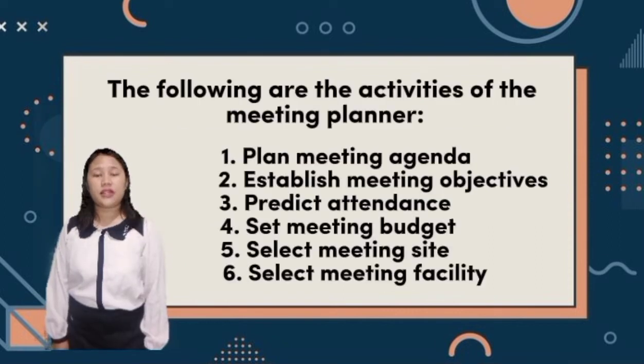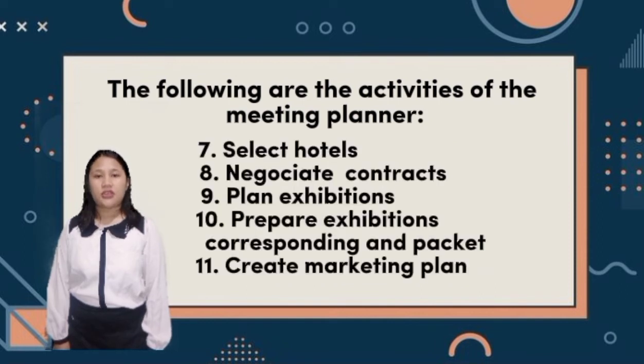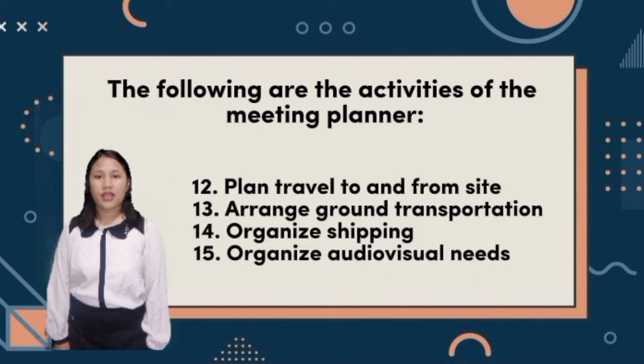The following are the activities of the meeting planner. Plan meeting agenda. Establish meeting objectives. Predict attendance. Set meeting budget. Select meeting site. Select meeting facility. Select hotels. Negotiate contracts. Plan exhibition. Prepare exhibition corresponding packet. Create marketing plan. Plan travel to and from site. Arrange ground transportation. Organize shipping.